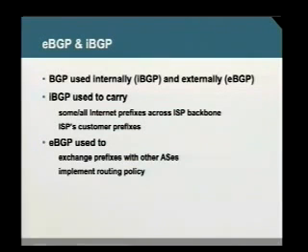eBGP is used to exchange prefixes with other autonomous systems. Now these prefixes are generally the address block that you, as a service provider, will have received from the registry or the upstream ISP or wherever you got it from. And it's where you implement your routing policy. It's very rare to implement any kind of routing policy within iBGP.